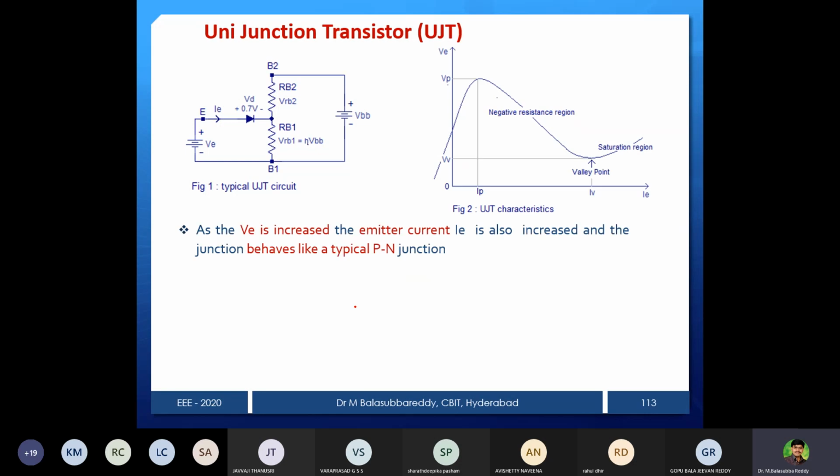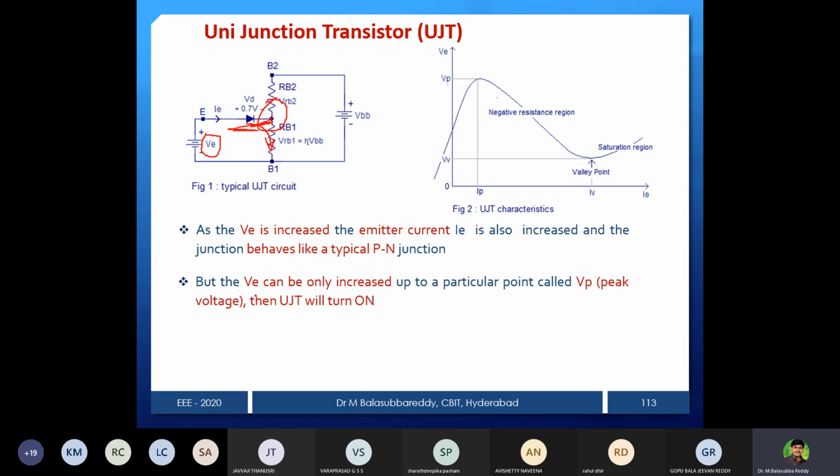Now you can notice that when VE, the emitter voltage, is increased, the emitter current also will increase because it has to pass through RB1, and the junction behaves like a PN junction, because this is the junction that has to break down. But VE can be increased only up to a particular value. That value we call the peak value. So now we are increasing up to the peak. What is that required voltage? VD plus eta into VBB.